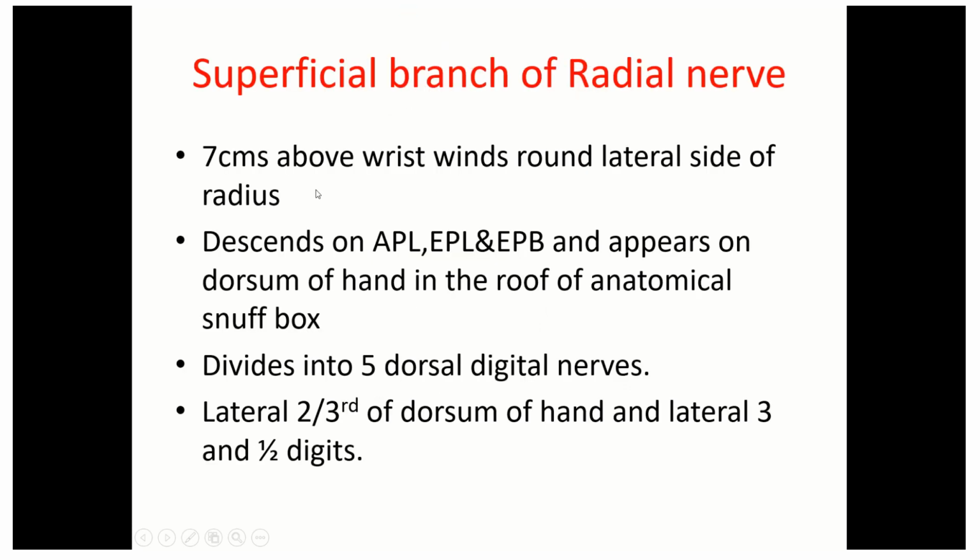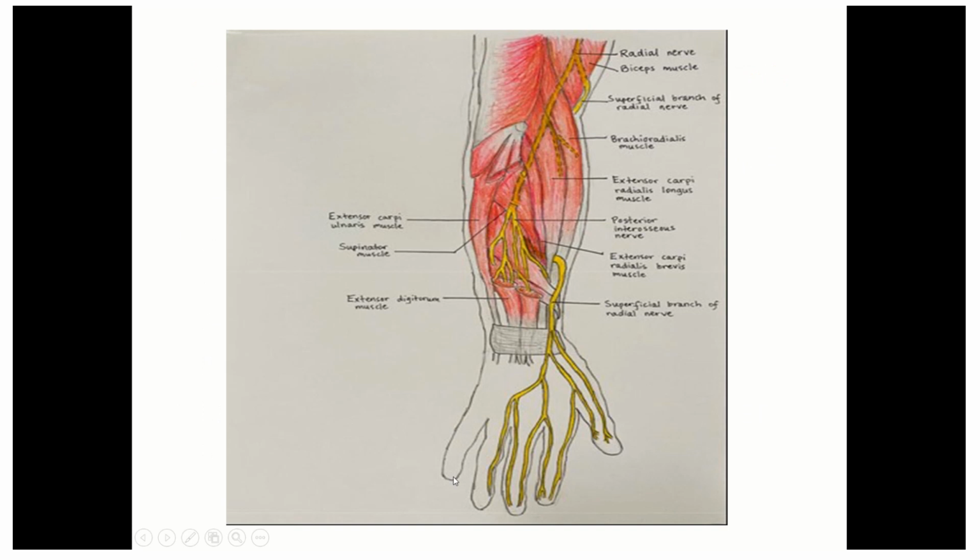The superficial branch of the radial nerve, at around 7 centimeters above the wrist, winds around the lateral surface of the radius, then descends over abductor pollicis longus, extensor pollicis longus, and extensor pollicis brevis, and appears on the dorsum of the hand in the roof of the anatomical snuff box. After that, it divides into 5 dorsal digital nerves. It supplies the lateral 2/3 of the dorsum of the hand, and the lateral 3.5 digits.